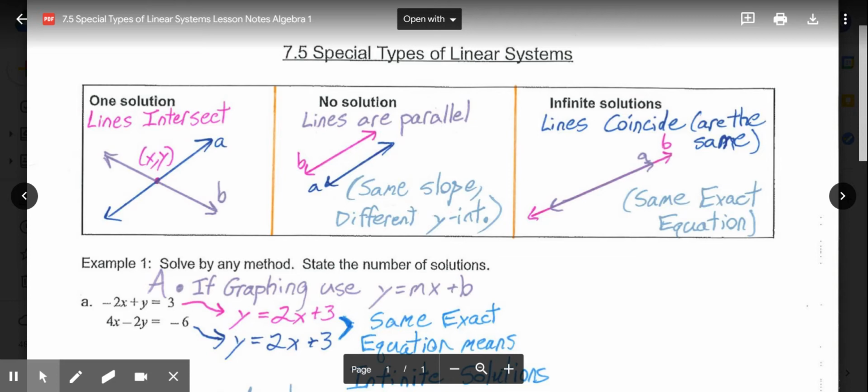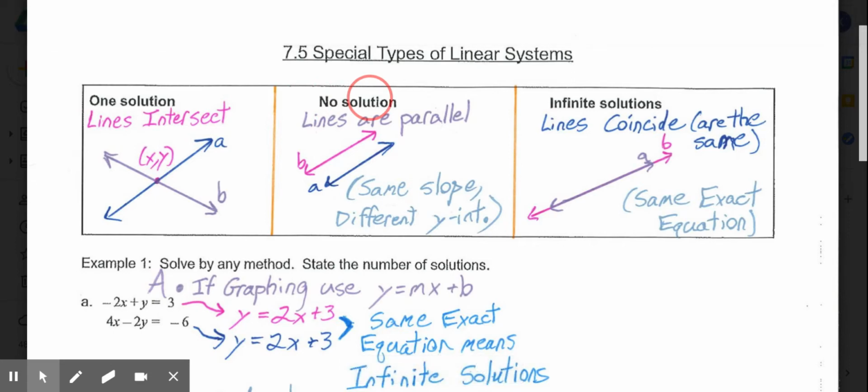The second type is a no solution linear system. No solution occurs when our lines are parallel. If we look at line A and B here being parallel, never crossing, because they never intersect, there is no solution to this system. That means the lines would have the same exact slope, but different y-intercepts if we put them in y equals mx plus b. And then our third type of special system is a system with infinite solutions.